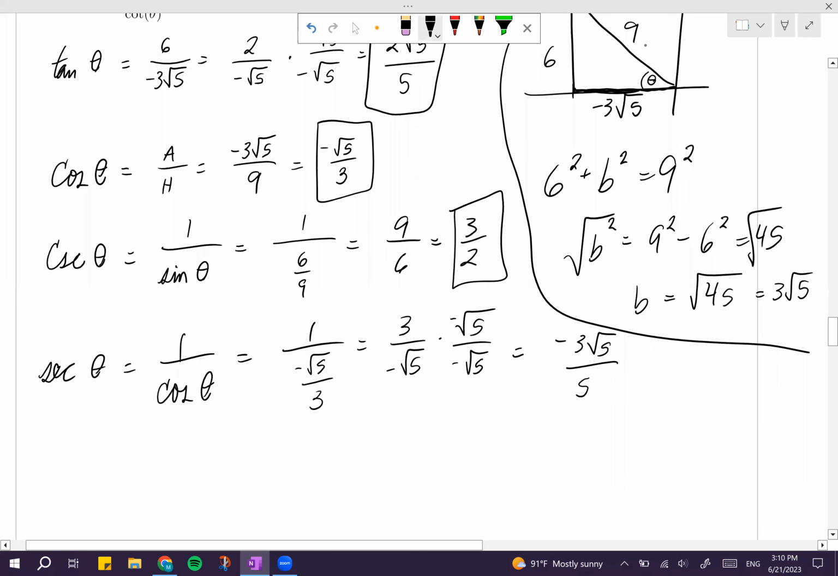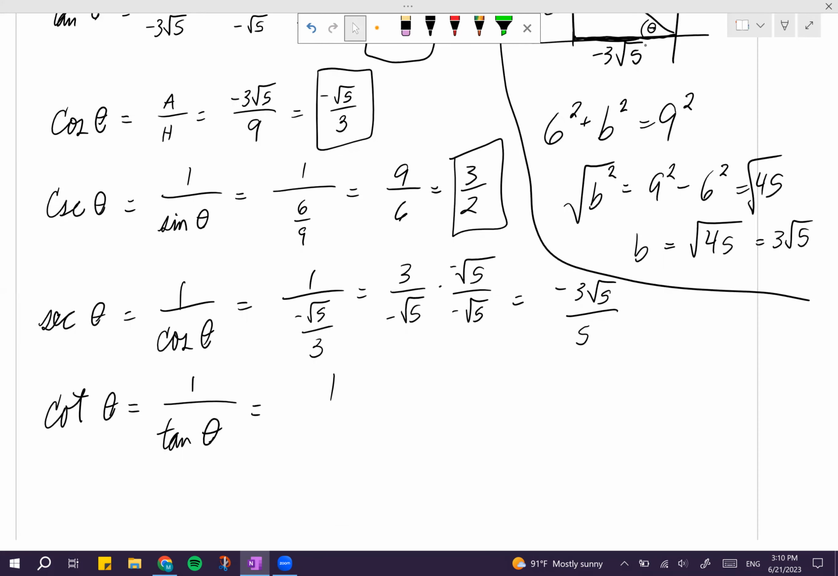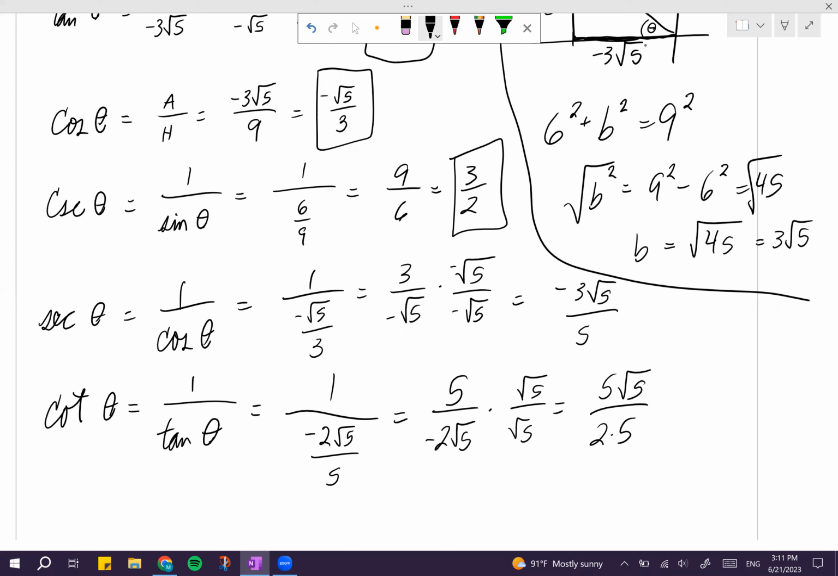And then the last thing we need to find is cotangent of theta, which is 1 over tangent of theta, which we just found was -2 times the square root of 5 over 5. So that's 1 over -2 times the square root of 5 over 5, which is 5 over -2 times the square root of 5. Multiply by square root of 5 over square root of 5. We're going to get 5 times the square root of 5 over 2 times 5, -2 times 5. These 5s right here will cancel, and we're going to have square root of 5 over -2.